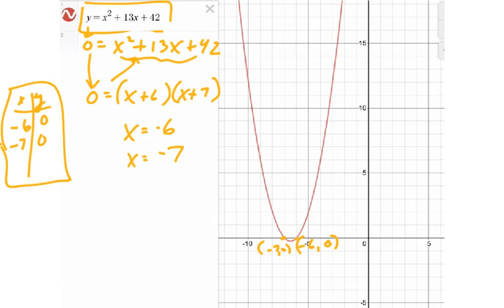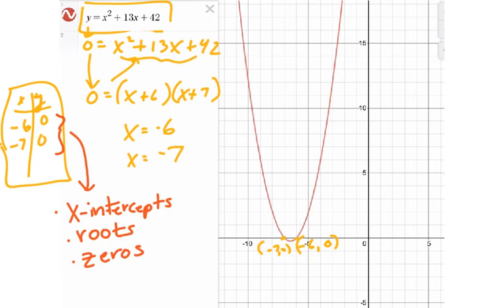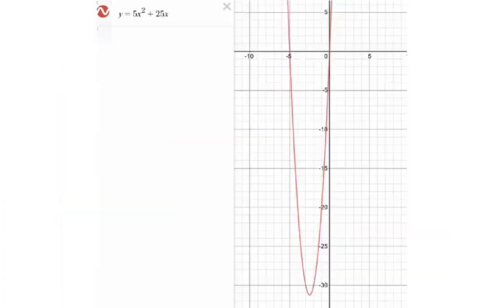And these points are in fact the x-intercepts, which are also sometimes called the roots or the zeros. So if it asks you to find roots or zeros, this would be the same process it would be looking at. So this one has 2 solutions, 2 roots, 2 zeros, 2 x-intercepts. And those intercepts are -7, 0 and -6, 0. And the graph agrees with that.